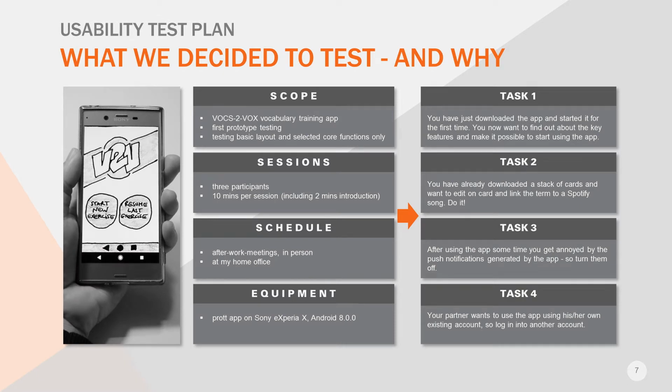Now, what do you do with your nice little prototype? You go out and conduct a usability test in the real world with real people. So we defined a scope and designed and scheduled testing sessions with 3 participants, 10 minutes each. We used a pretty real-world device, a Sony Xperia X, and came up with 4 tasks.